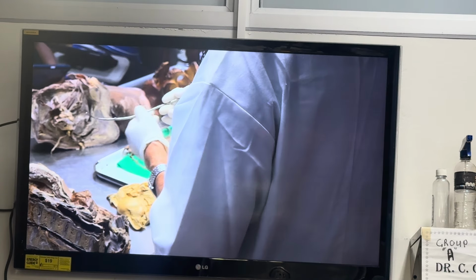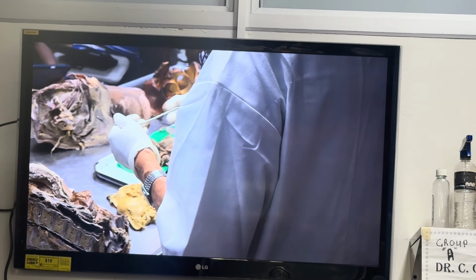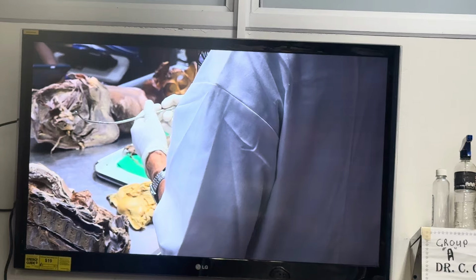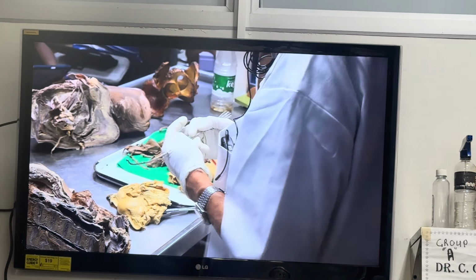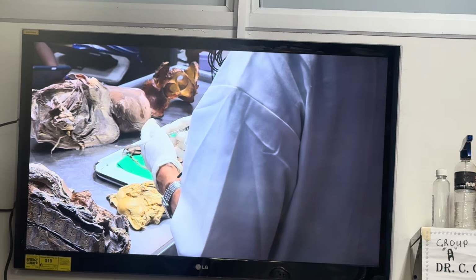So the young doctors, when they do their OBGYN rotation, will have to perform what they call dilatation and curettage, D&C, of the uterus.